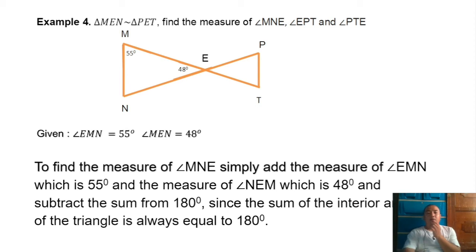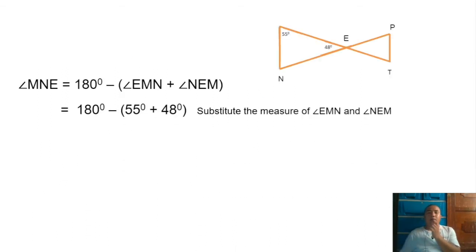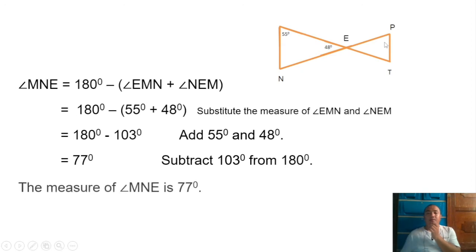Then subtract it from 180 degrees, since the sum of the interior angles of a triangle is always equal to 180 degrees. Triangle MEN is a triangle, so the sum of the three angles is 180 degrees. So what will you add to 55 and 48 to make it 180? 180 minus 103 degrees is 77 degrees. So 77 na dito yung angle N. So we can now solve for the measures of the angles inside triangle EPT.